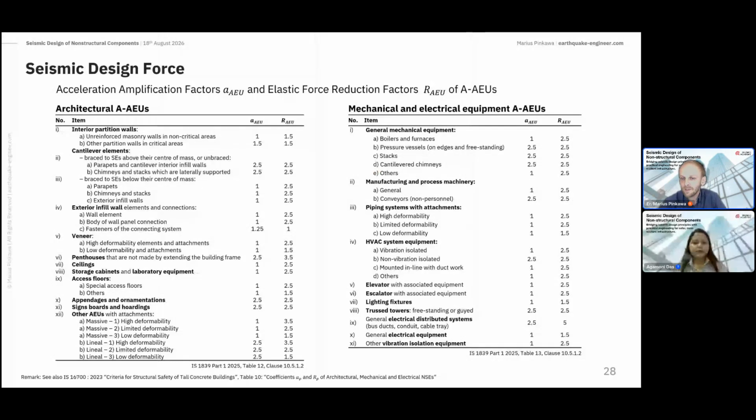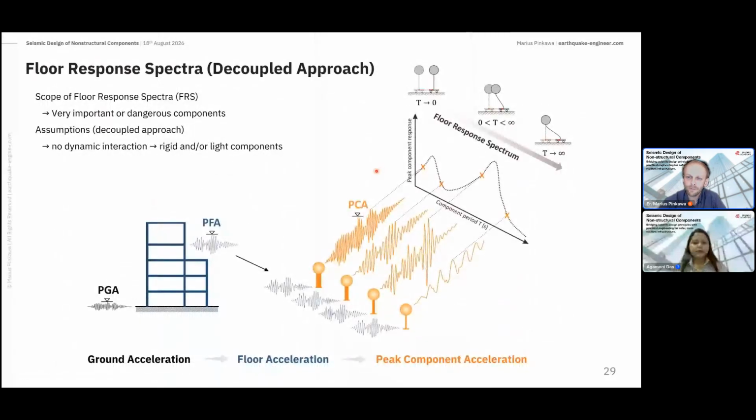Sometimes these simplified approaches are not enough. For example, Eurocode 8 requires for very important or dangerous components a more sophisticated approach. And such a sophisticated approach is the floor response spectrum approach. Basically you run a time history or response history analysis of your supporting structure. Then you get the floor acceleration time histories, and from these you can construct a floor response spectrum.